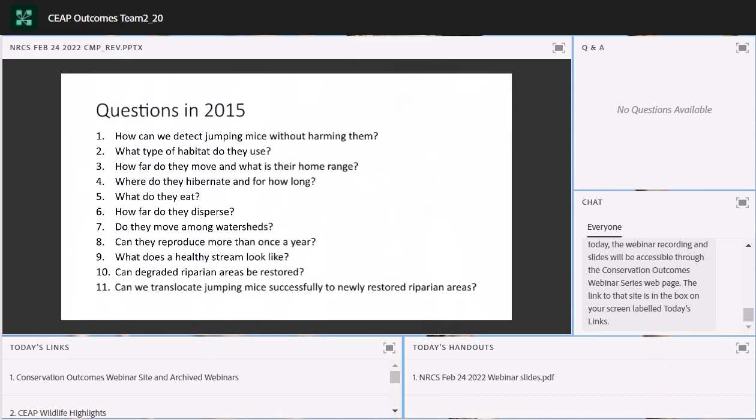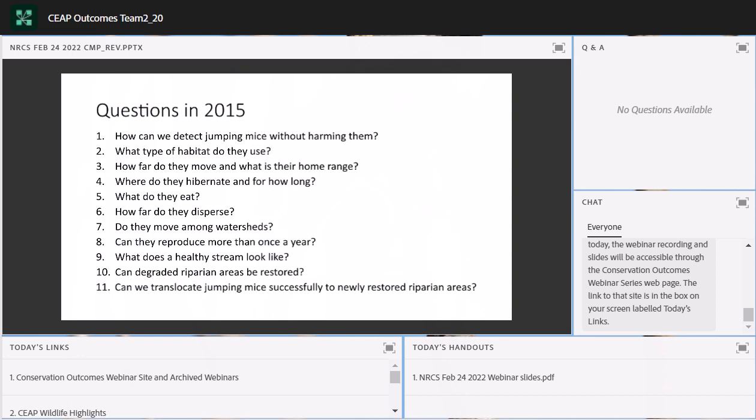I started studying the species in 2015, just after it was listed. There were a lot of questions that needed answers to address recovery, and these are some of the questions that I and my students have taken on over the years. And if you read down through this list, you might notice that some of them are at smaller scales than others. We kind of started at the small scale, like can we actually capture these animals? How do we detect them? What do they eat? Where do they live?